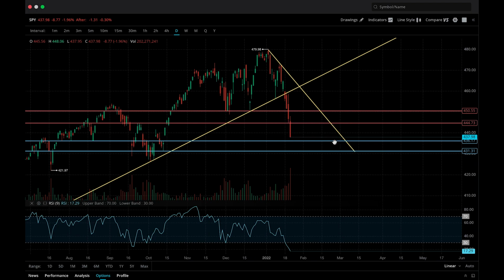We could see something like this, dances around here a little bit, comes up to this resistance point and this trend line, manages to break out above, touches that resistance point, comes back down, treats this resistance point as support, breaks up, and does a V-shaped recovery. This is a potential outcome we could see.